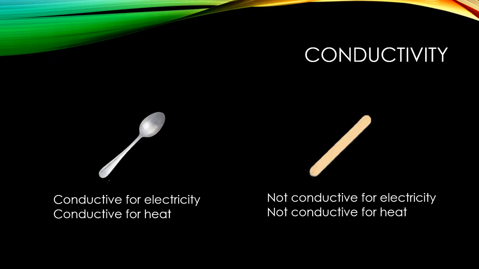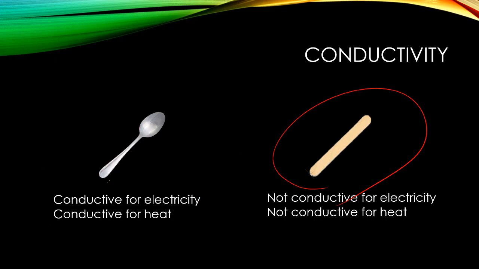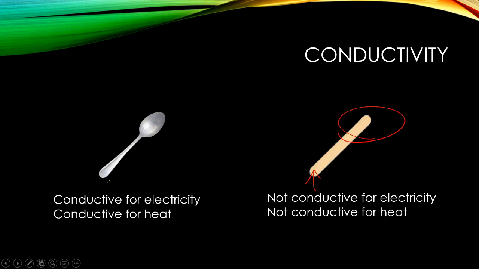So, just to review, we looked at two objects just now. We saw that a spoon is conductive for electricity, and it is conductive for heat. That means that electricity and heat can travel through one end to the other. Compared to that, we also looked at a popsicle stick, and we learned that that popsicle stick is not conductive for electricity, and it is not conductive for heat. So if I power some electricity or put some heat at this end, nothing will happen at this end because that stuff can't travel through it.